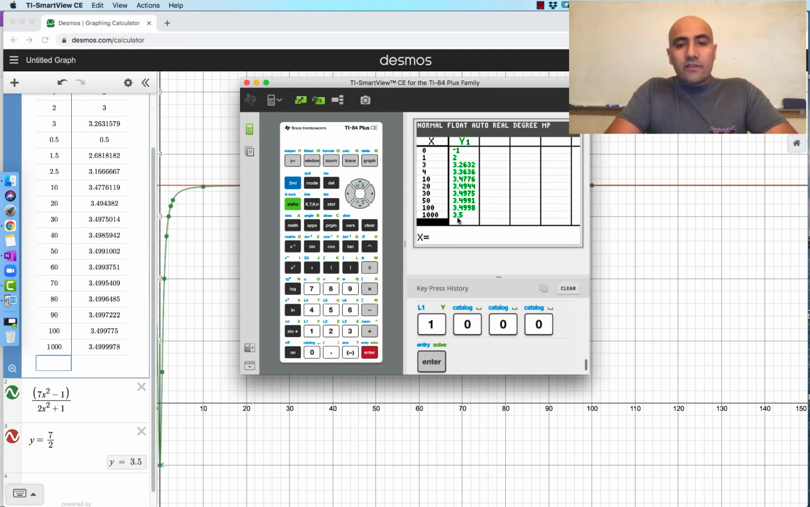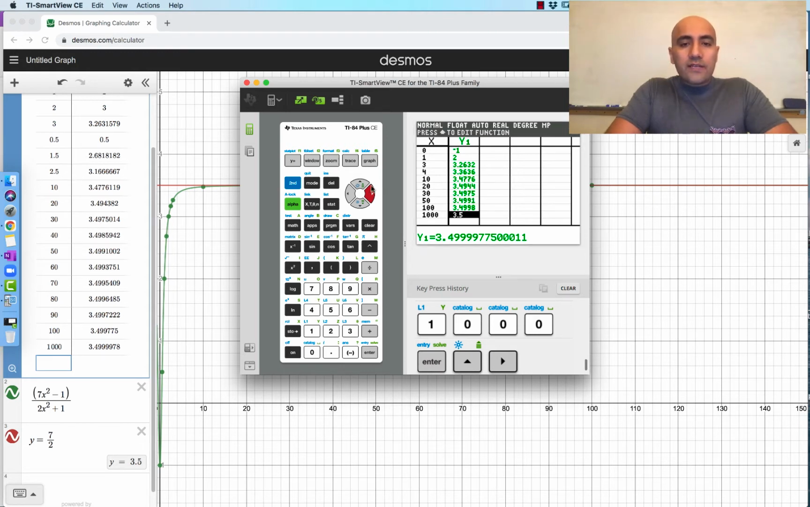And then here the calculator says 3.5. Remember, it's lying to you. It just is rounding it there. If we want a more precise answer here, we use our arrows, go up, go across, and there it is. So now we see it is very, very close to 3.5. So that's what we're getting. The outputs are growing toward 3.5 as the inputs are growing toward positive infinity. What about the other direction?